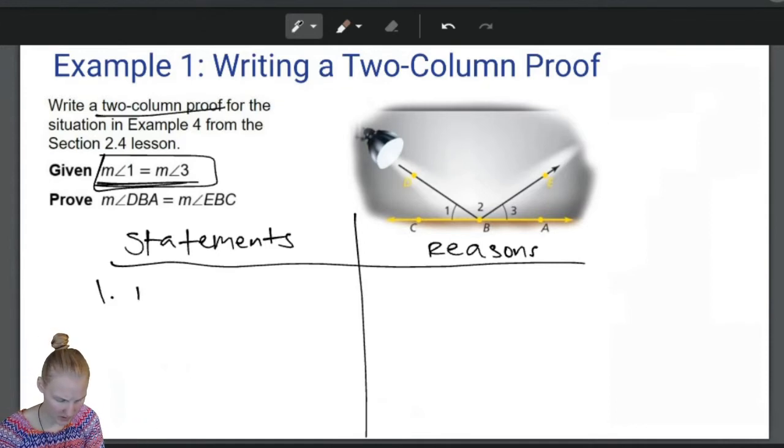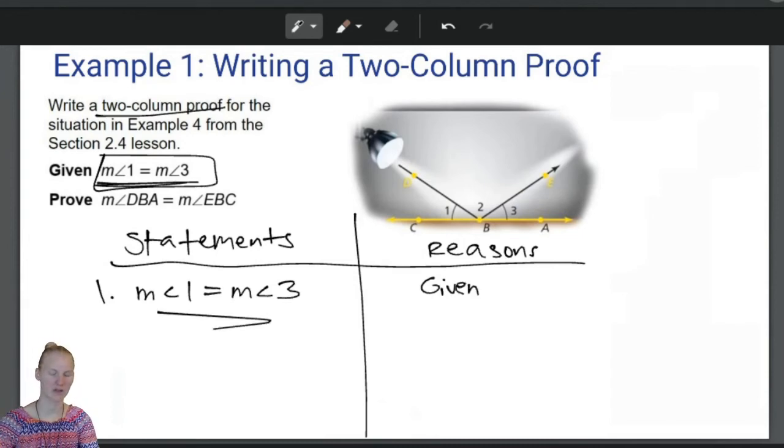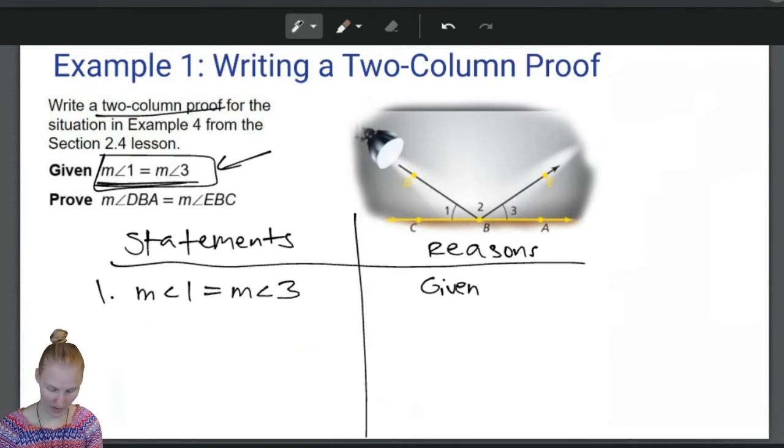So the given is that the measure of angle 1 is equal to the measure of angle 3. The reason, and when we say reason, it means why are you allowed to say this? Tell me the reason that the measure of angle 1 is equal to the measure of angle 3. Well, it was given to me. They told me in the problem. So I can say given.